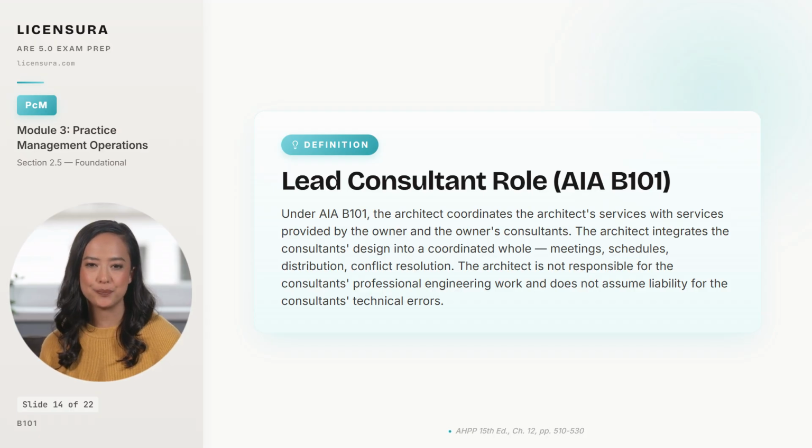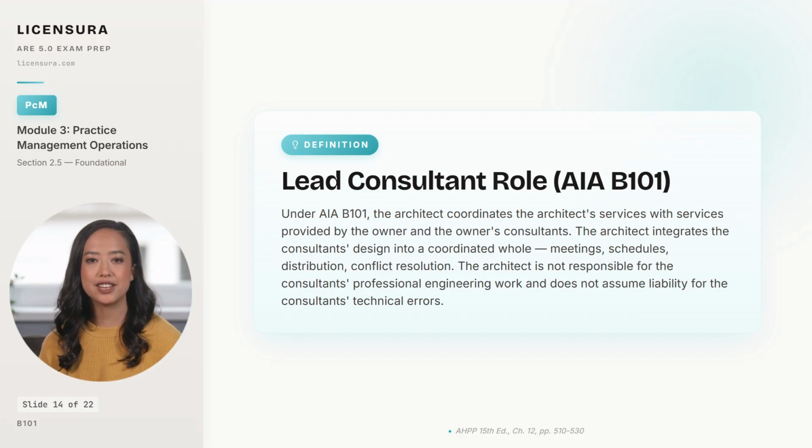Section 3.1.4 of the AIA B101 Owner Architect Agreement is where the coordination role is defined and bounded. The architect coordinates the architect's services with the services provided by the owner and the owner's consultants, which on most projects means structural, mechanical, electrical, plumbing, and civil engineers retained as sub-consultants. Coordination means integrating the consultant's design into a coordinated whole, running the coordination meetings, distributing drawings and revisions, setting the schedule, and resolving conflicts that arise between disciplines.